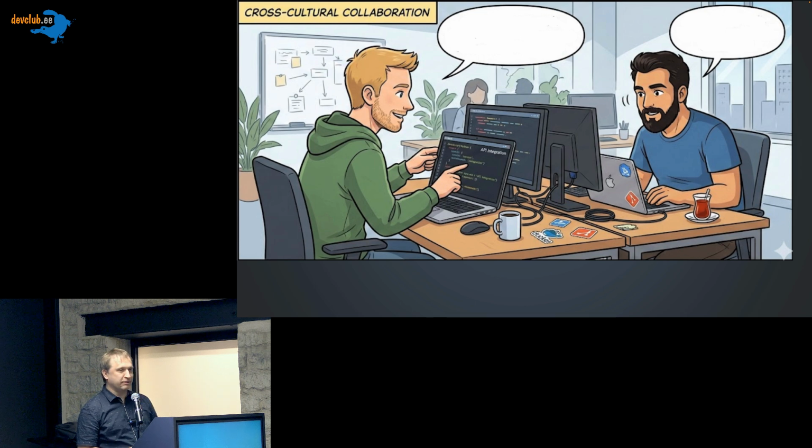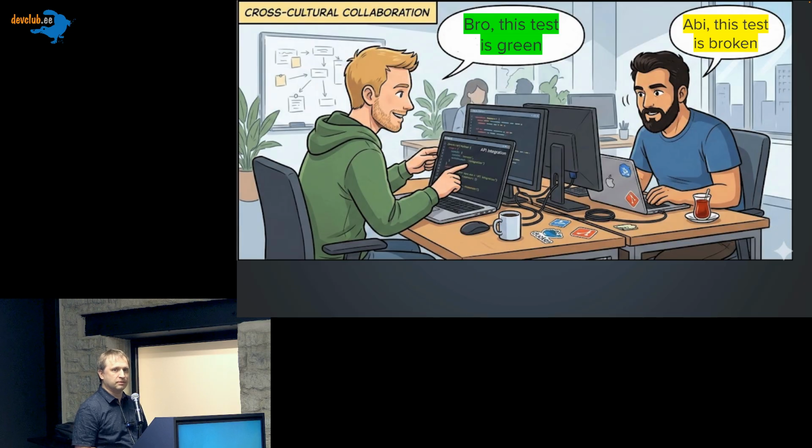And one developer is saying, hey, look, this test is green. The same test that I showed. And another developer said, no, this test is broken. I think this is broken. Why does it happen that one developer sees a green test and another developer sees a broken test?